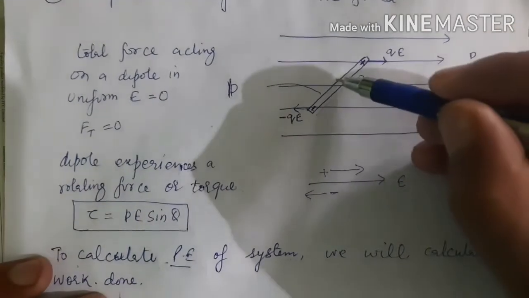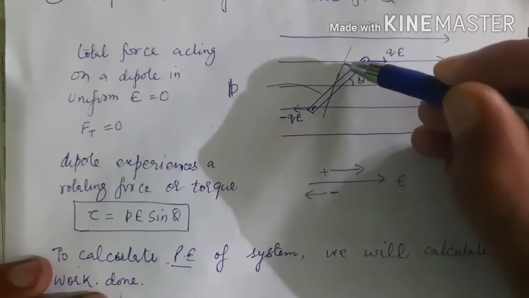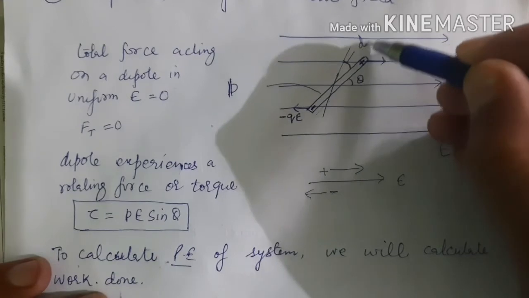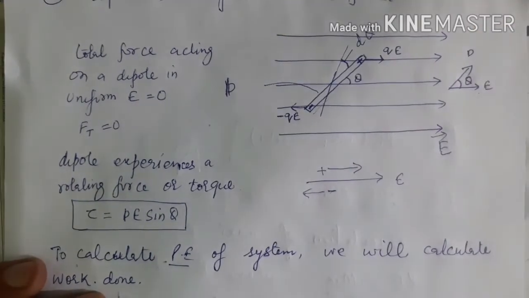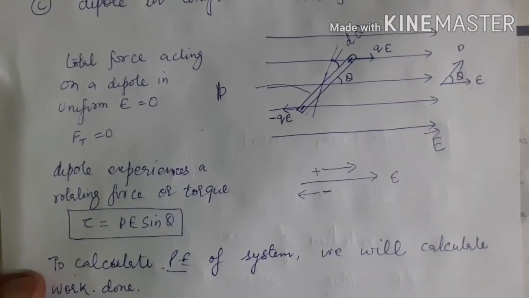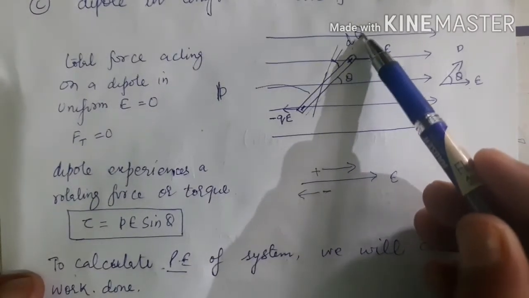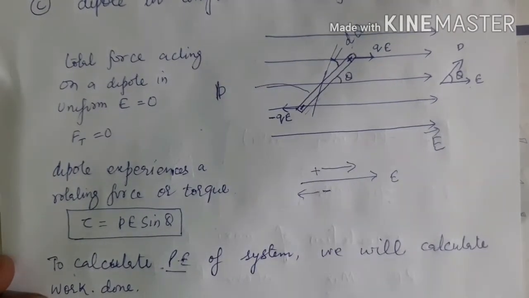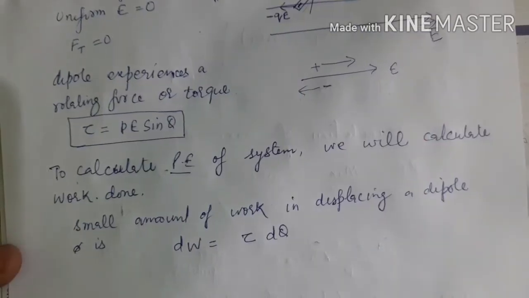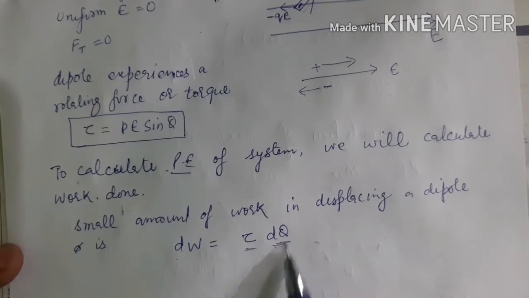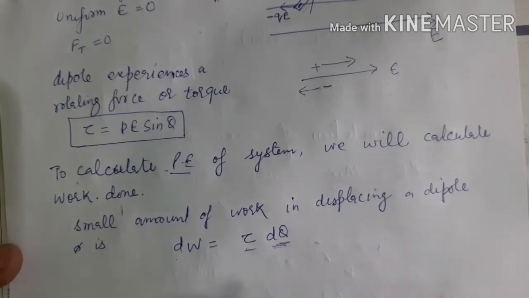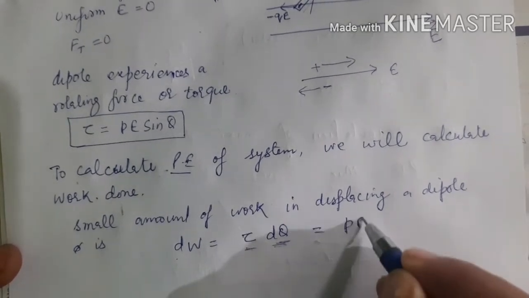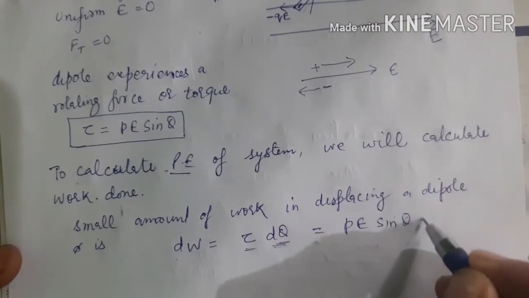So see here, if you rotate this dipole by a small angle, let this angle be d theta. So what is the work done in displacing the dipole by an angular displacement d theta? A small amount of work in displacing a dipole is dW is equal to angular force multiplied by the angular displacement. So we know that dW is equal to tau d theta, that is PE sine theta into d theta.